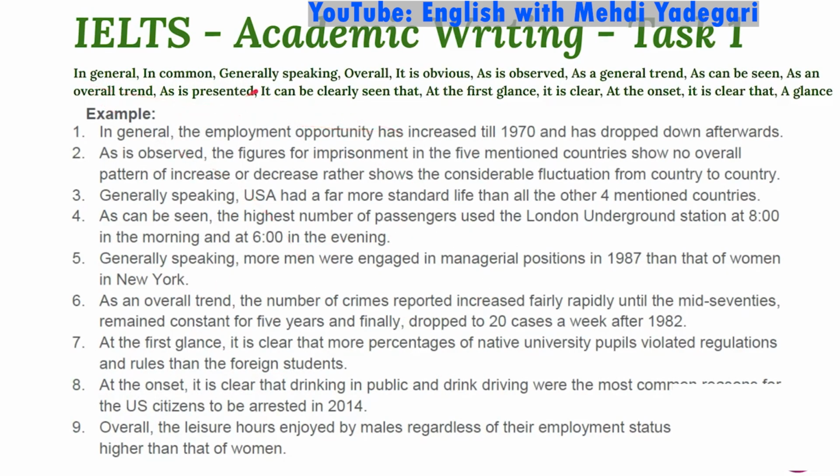There are some examples here. I've provided some kind of prefabricated words you can use in the very beginning of your general trend, like in general, in common, generally speaking, overall. So you can begin your sentence using these. And there are some examples such as, in general, the employment opportunity has increased till 1970, as is observed, generally speaking, as an overall trend, blah, blah. So there are a lot of sentences that you can take a look at in order to get an inspiration from them and kind of copy them.